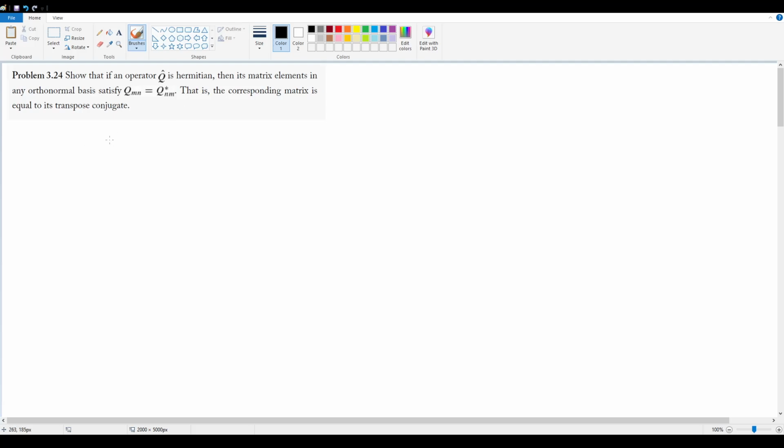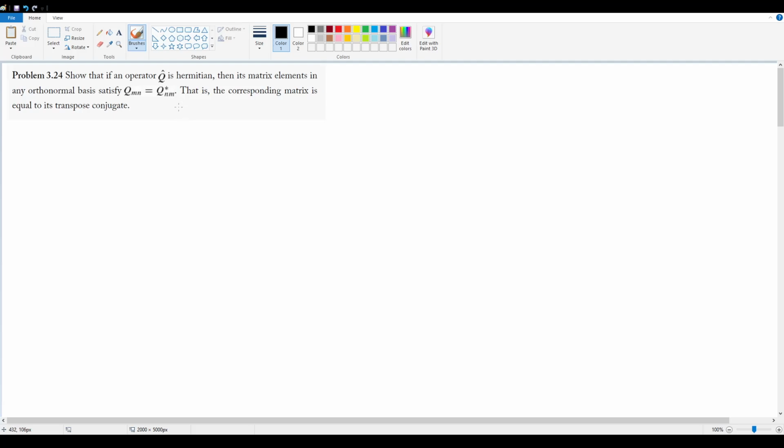So 3.24 wants us to prove that if an operator is Hermitian, then it has to equal the corresponding transpose conjugate, which means that element row m column n of this matrix has to equal the complex conjugate of row n column m instead of the conjugate transpose, right?